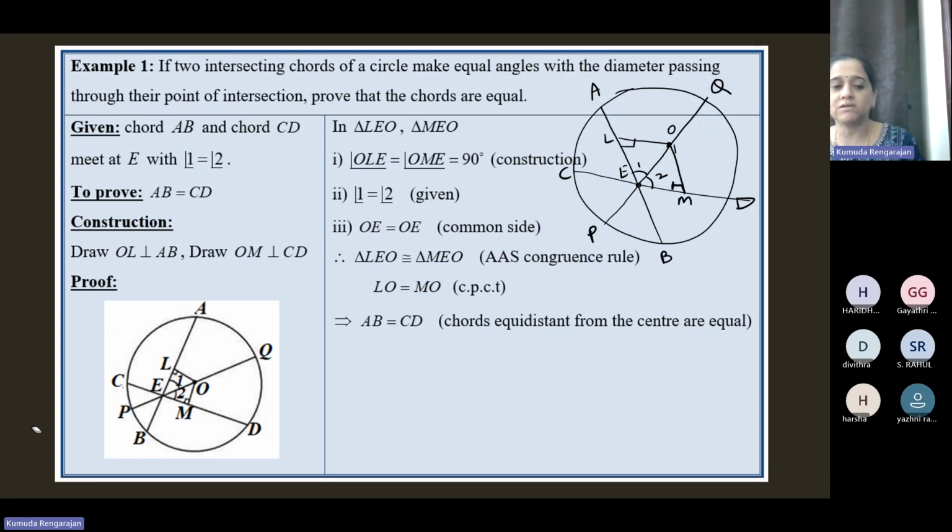Which is the perpendicular distance of chord AB from the center? OL. OL is the perpendicular distance of chord AB from the center. And what is OM?